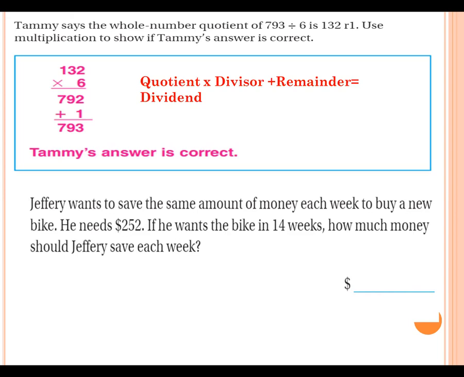Now the next question, Jeffrey wants to save the same amount of money each week to buy a new bike. He needs $252. If he wants the bike in 14 weeks, how much money should Jeffrey save each week? Again here you will divide $252 by 14, do the working, and you will get the answer $18.